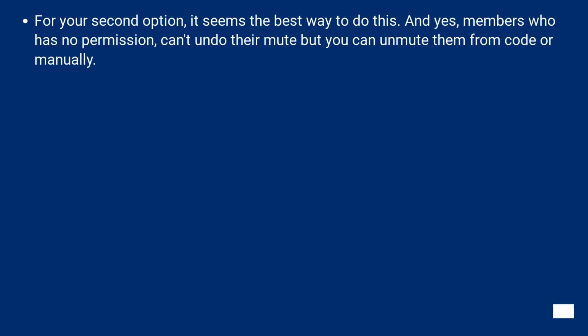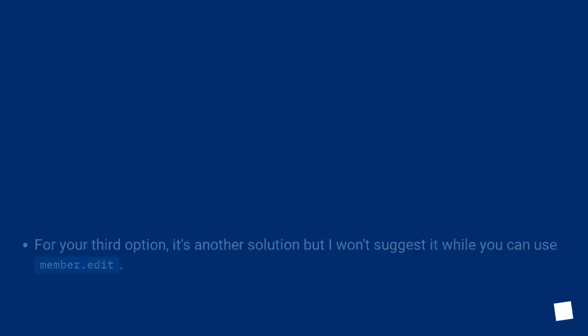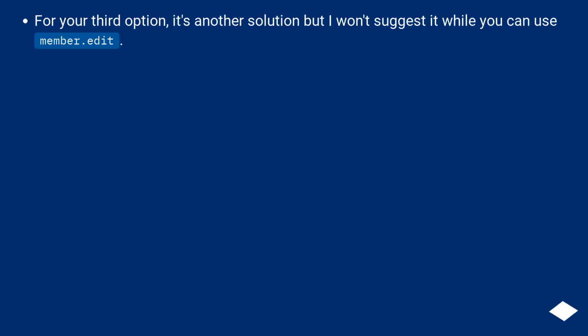For your second option, it seems the best way to do this. And yes, members who have no permission can't undo their mute, but you can unmute them from code or manually. For your third option, it's another solution, but I won't suggest it while you can use member.edit.